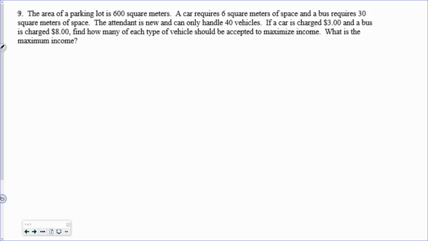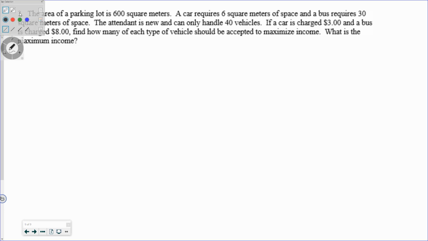I'm told the area of a parking lot is 600 square meters. A car requires 6 square meters of space, and a bus requires 30 square meters of space. The attendant is new and can only handle 40 vehicles. If a car is charged $3 and a bus is charged $8, I want to find how many of each type of vehicle should be accepted to maximize income, and what is that maximum income.